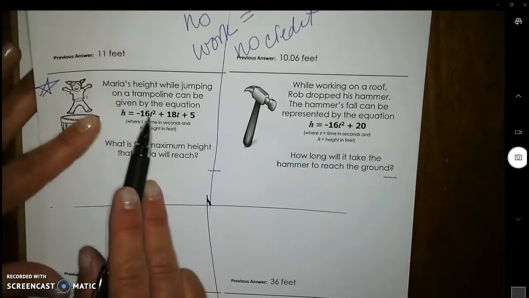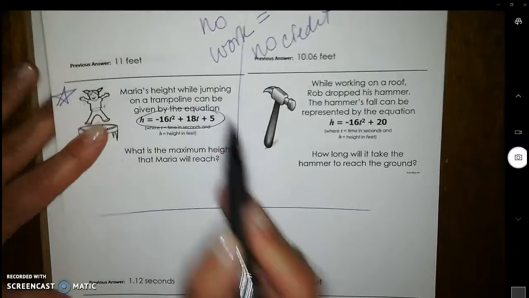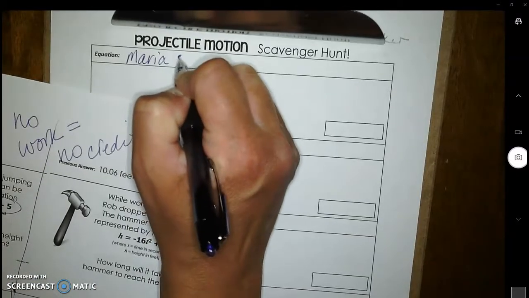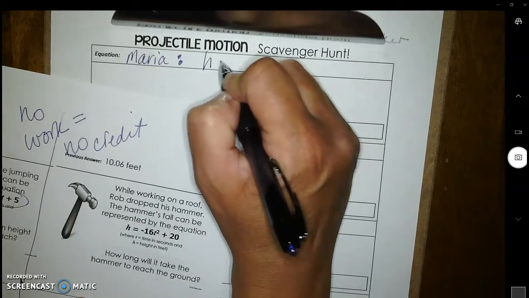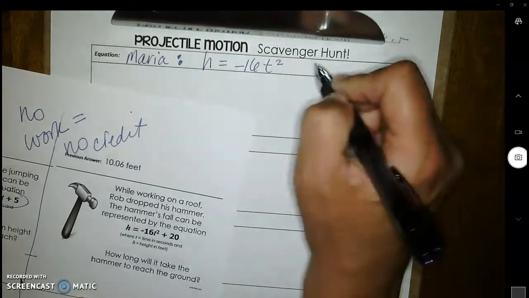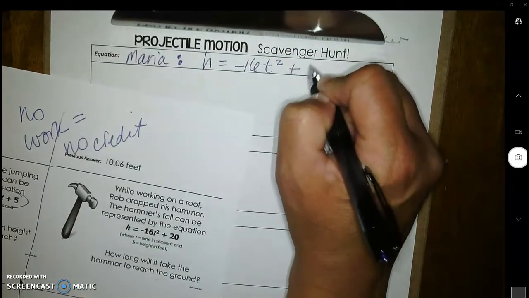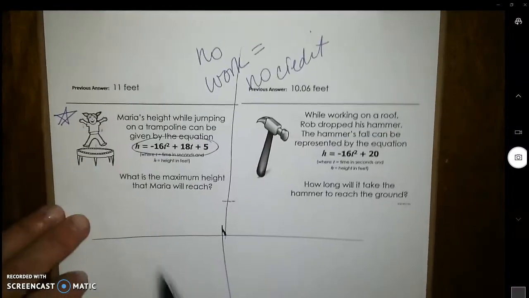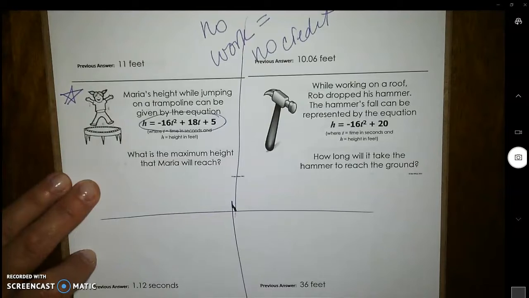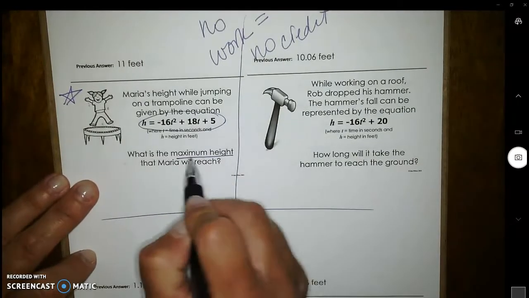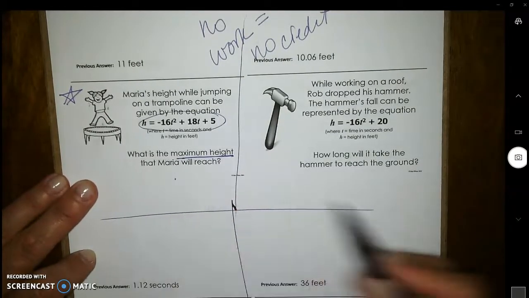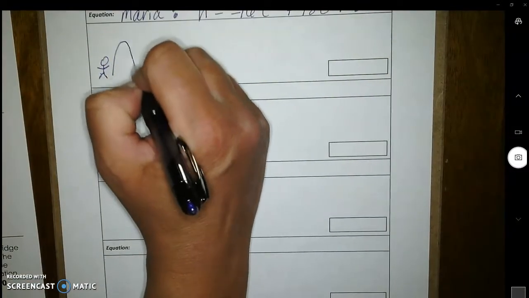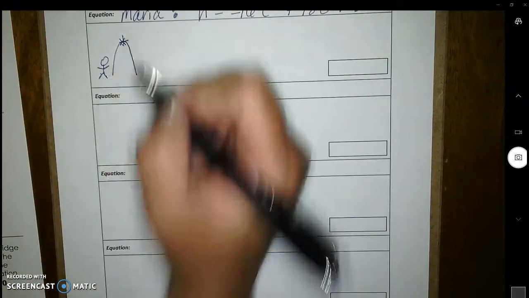Okay, so the first one that we're going to do is Maria. This is her equation, and I'm going to go write it down. So on my paper, if you're using this one, Maria's equation is negative 16t squared plus 18t plus 5. And I want to know for Maria, she's jumping on a trampoline, what is the maximum height that Maria will reach? So here's Maria, she's going to jump up and come down. What is the maximum that she's going to do?